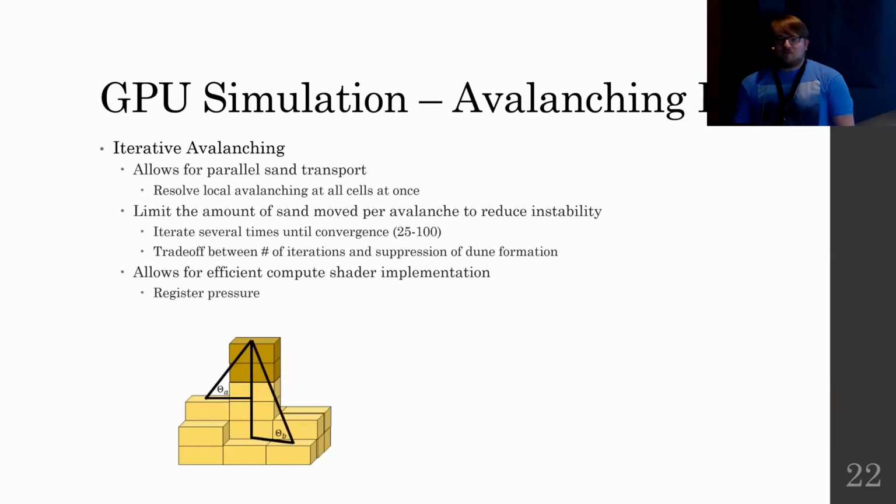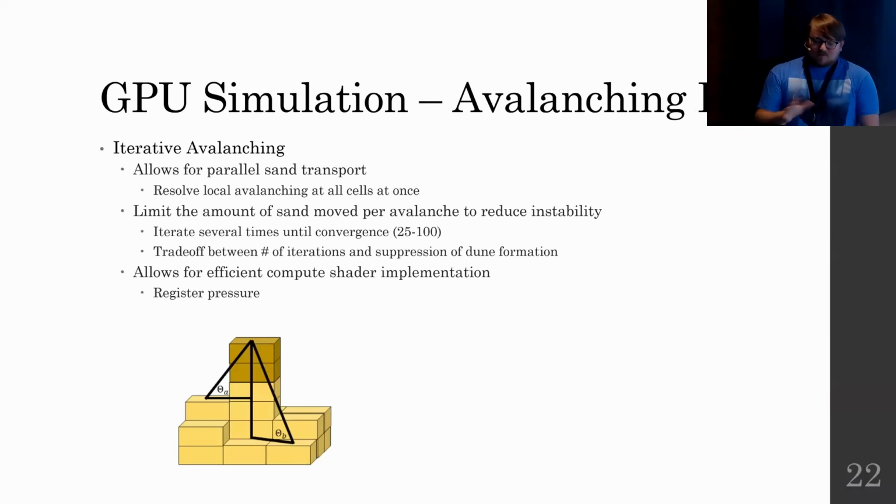And so we reformulated it as an iterative process. Instead, we simply move a small percentage of the sand that's going to be avalanching to its neighboring cells, and all different grid cells are able to avalanche sand to their neighbors. This is done in small iterations.